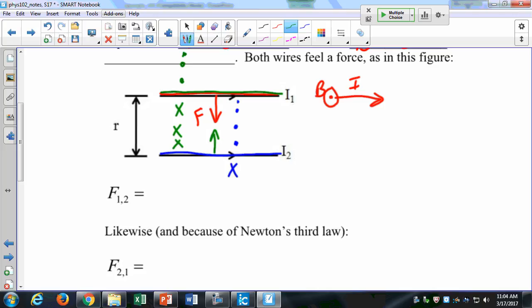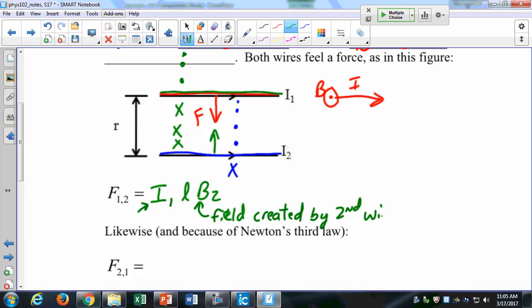This is on your equation sheet, but F12 is equal to I1 times L times B2. Now this is the current in the first wire. This is the magnetic field created by the second wire. You follow me? I have one wire that's making a magnetic field, and then the other wire responds to it because it has a current in that magnetic field.